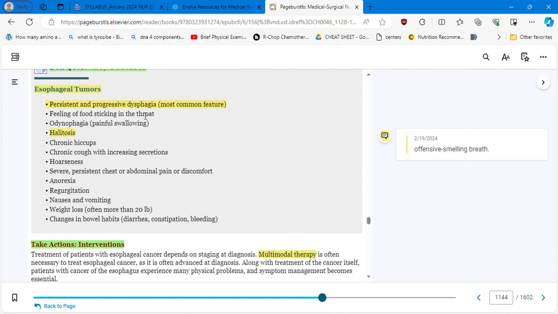Feeling of food sticking in the throat, regurgitation, changes in bowel habits, hoarseness.